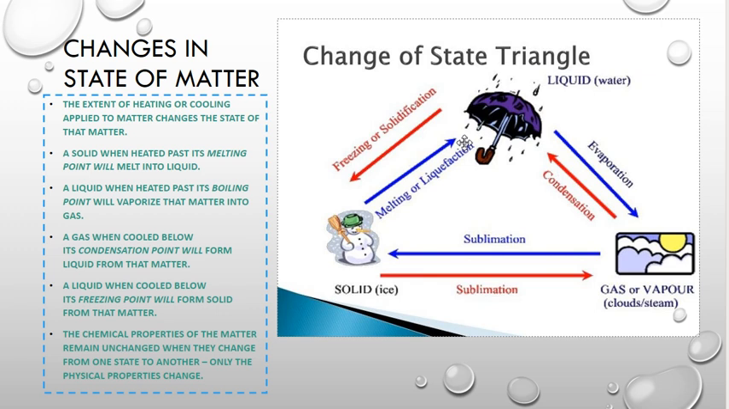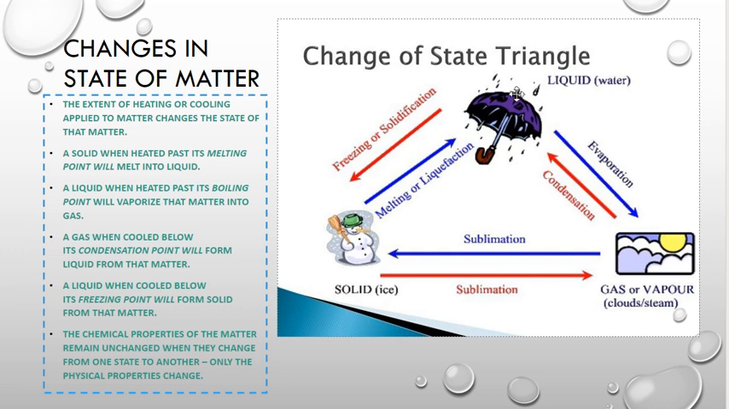Now, if we talk about the changes, how does the state of matter change? It all depends upon the temperature. It all depends upon heating and cooling. The extent of heating or cooling applied to matter changes the states of matter. A solid, when heated past its melting point, will melt into liquid. A liquid, when heated past its boiling point, will vaporize into gas. If we heat up the liquid, it will vaporize. And then a gas, when cooled, condenses, and now we are reversing the process.